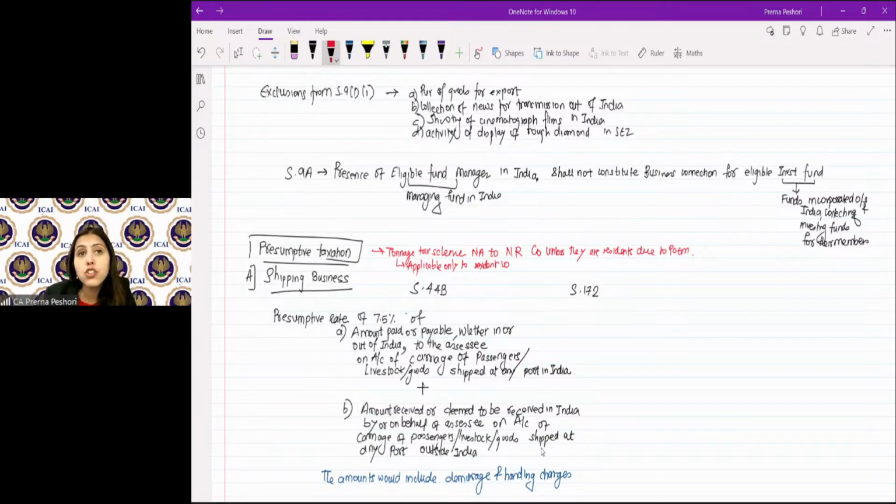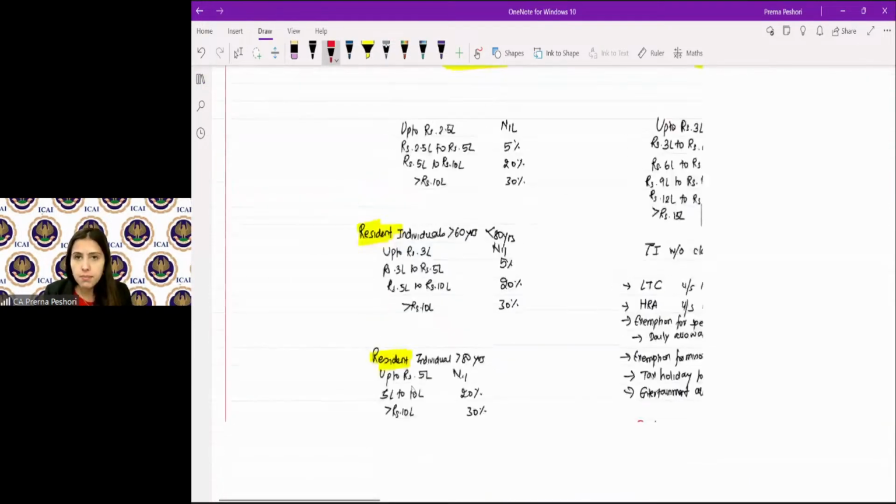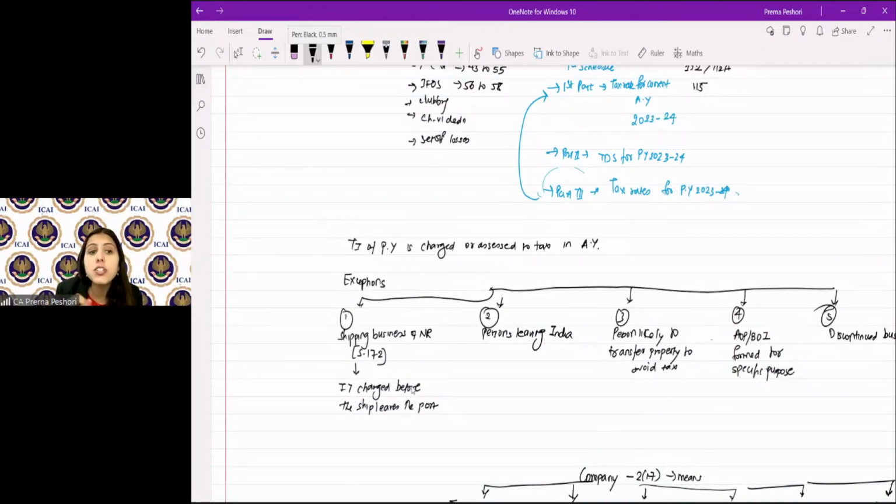Then we are going to talk about section 172. Now, students, if you remember our very first class, the basic concept class, where we had spoken about section 4: income of the previous year is charged or assessed to tax in the next following assessment year. There we had discussed certain exceptions. One of the exceptions was the shipping business of the non-resident, where income tax is charged before the ship leaves the port. One of the exceptions was section 172, and this is the time where we are going to discuss it.